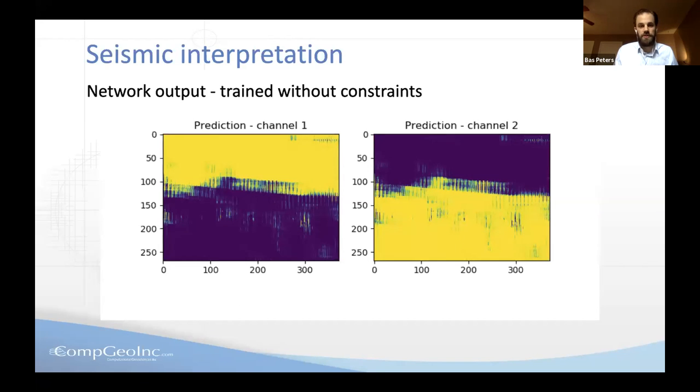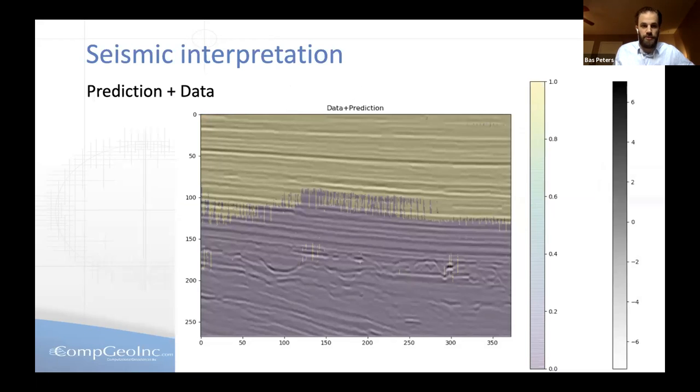If you train a deep network with just those point annotations, you get results. So these are the two channel outputs. One of them is one minus the other. And the results, of course, don't really make a lot of sense. You see those very stripy artifacts that result from the fact that we have only columns annotated. You can plot the prediction onto the data, and you see it doesn't really follow any boundary particularly. So it's a pretty useless result.